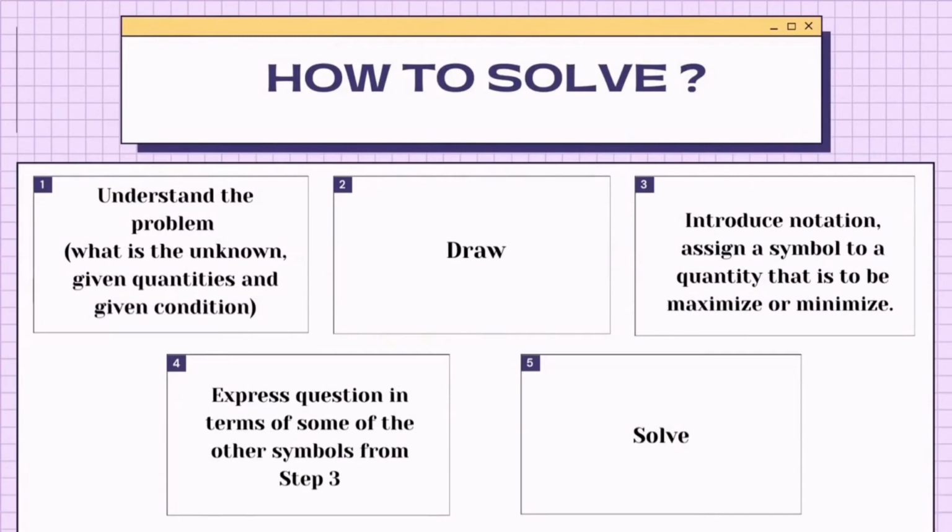Here are some steps that we need to apply to solve this question. First step is we need to understand the problem. We need to know what is the unknown, what are the given quantities, and what are the keywords that we can use to solve this problem. Second, we need to draw a diagram of this question. It helps us to visualize what the question needs. Third is introduce notation. Assign a symbol to a quantity that is to be maximized or minimized. Fourth is express the quantity in terms of some of the other symbols from step 3. And the last one is after we use step 1 until step 4, we need to solve the question given.